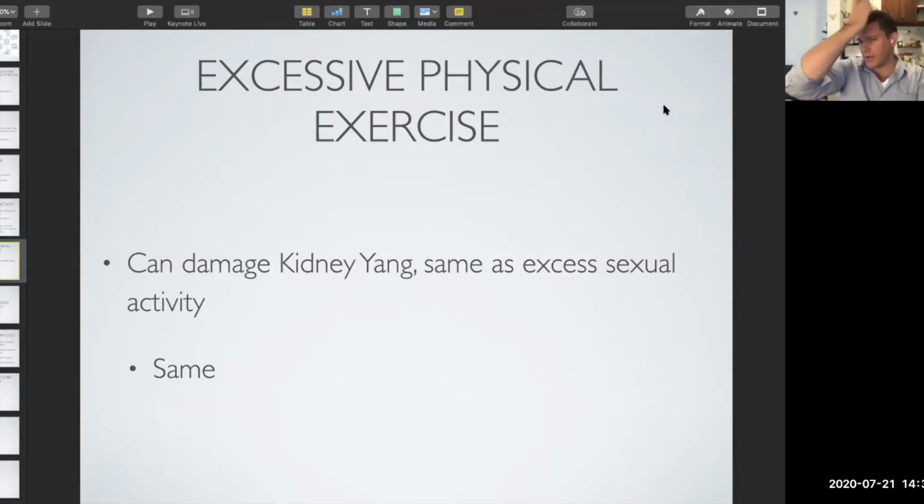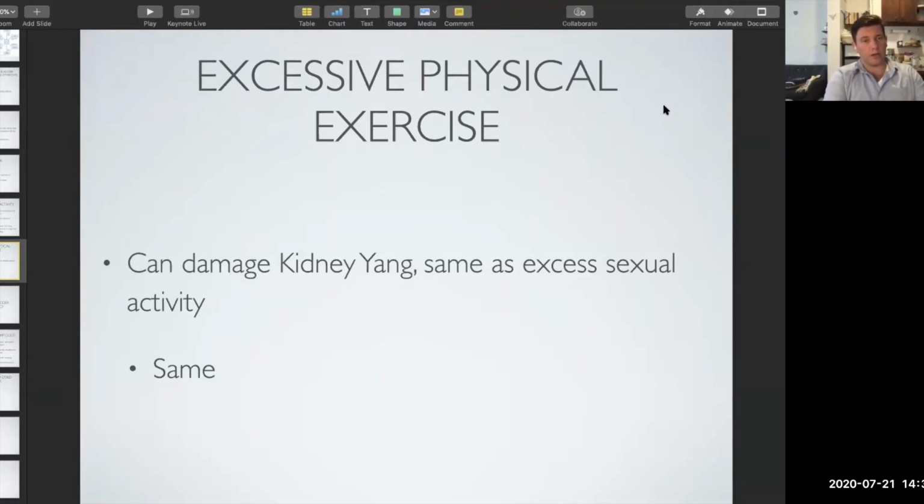What's considered excessive exercise? Some professors and teachers are going to give you very prescriptive answers to these sorts of things, like excessive sex means no more than twice per week in the winter if you're 30, and those sorts of things, which I don't take much stock in. Excessive exercise is exercise that begins to result in signs of kidney yang deficiency. If you're getting symptoms of kidney yang deficiency, then you're doing too much exercise. I prefer to answer the question that way because it's going to be individual to the person.